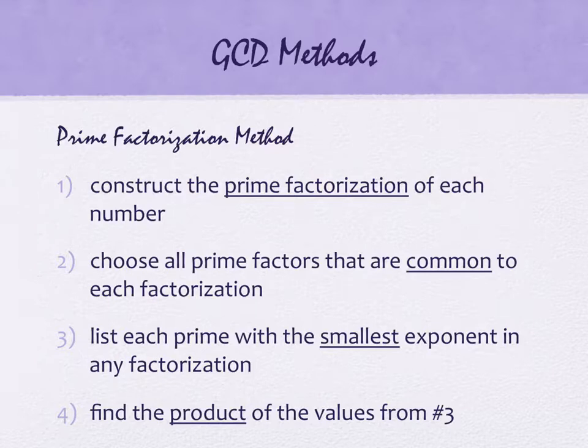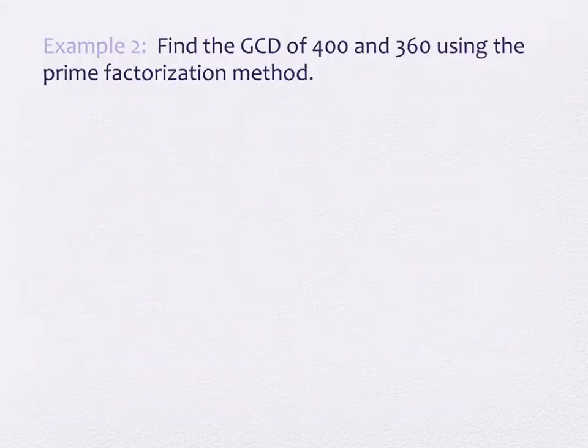And then on number 4, we actually multiply it back out to find the numerical value in standard notation instead of factored notation. Okay? So the problem begins in a standard notation form and it ends in a standard notation form. So we're going to see bigger numbers on the next example, right? 400 and 360, that's bigger, right?